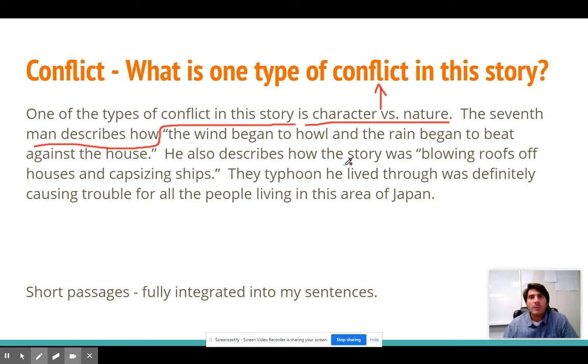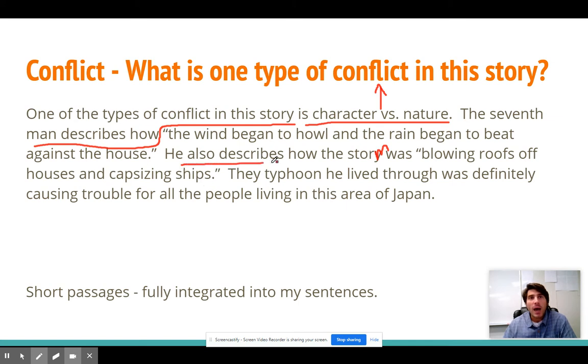He also describes how the storm was blowing. Storm. Why did I? Man, storm. I am sorry. It's like I did that every single time. Maybe there's some sort of autocorrect that I just didn't notice. Let's hope that's what it was. He also describes how the storm was blowing roofs off of houses and capsizing ships.